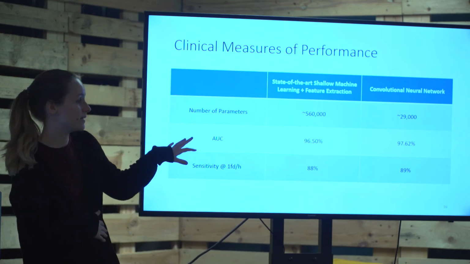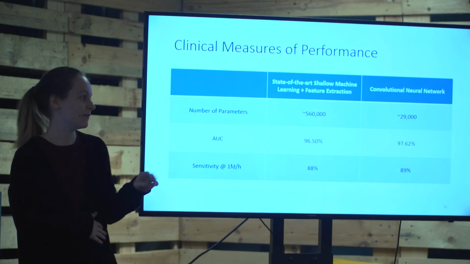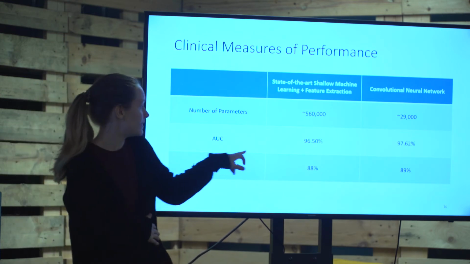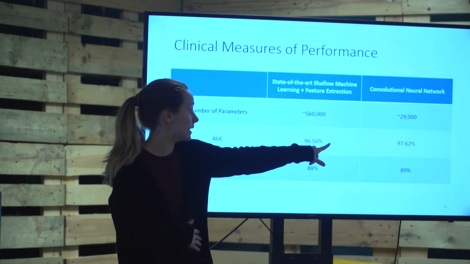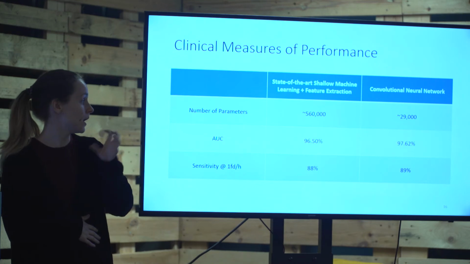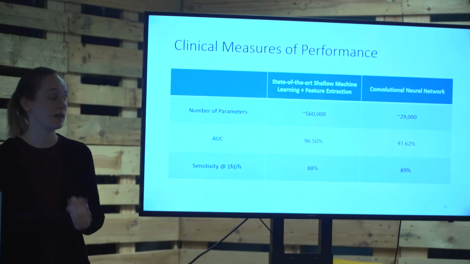The AUC, the area under the receiver operating curve, which is the analysis of sensitivity versus specificity: theirs was 96.5%, which is really, really good, and ours was 97.62%, which outdid it by 1%, but really at that point 1% is a big increase.